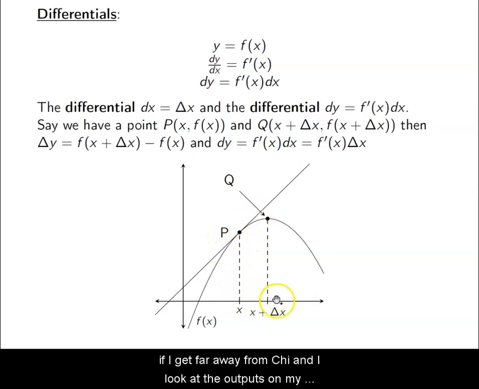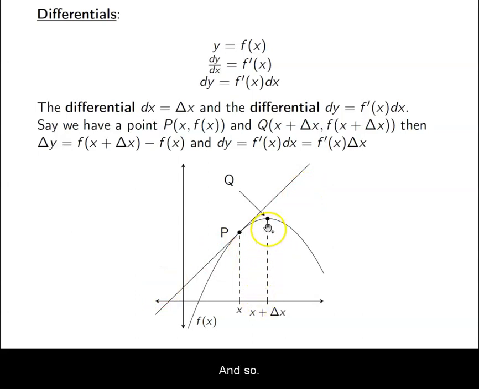Now if I get far away from P and I look at the outputs on my function compared to the tangent line, there's a large difference, a large error. But when I'm close to P, my tangent line gives pretty much the same outputs as my function, right? Very small errors until I move too far away. And that's what the linearization is, and that's how the differentials are related to the linearization.